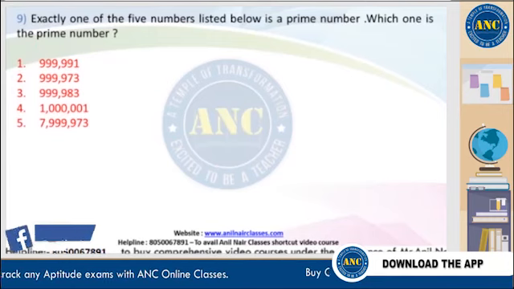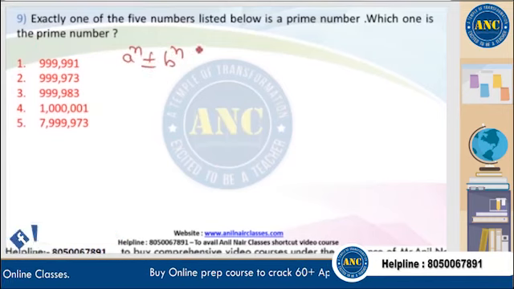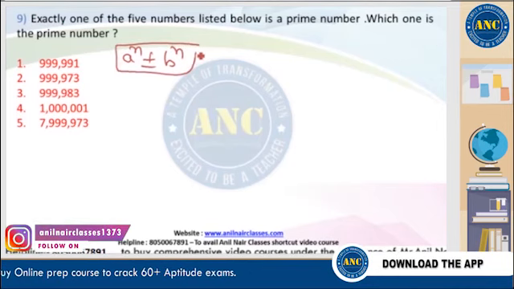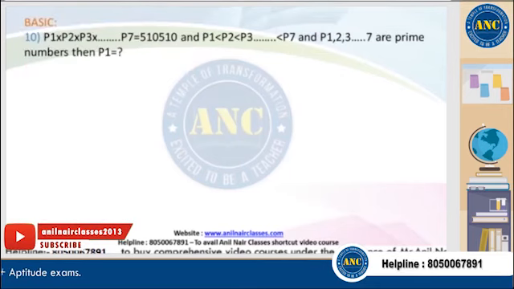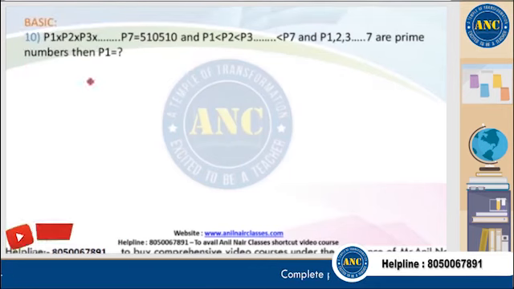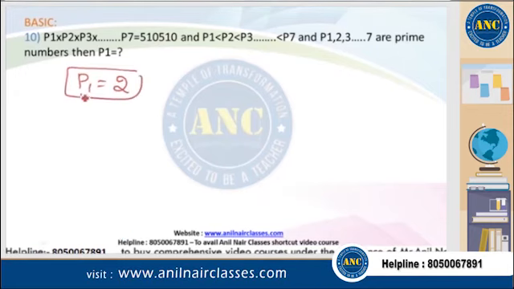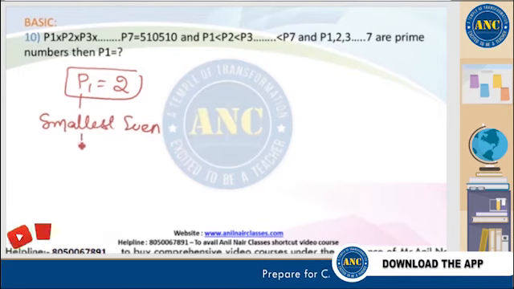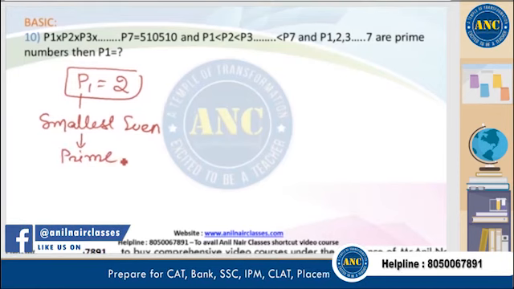Students who missed yesterday's class, again we used the concept of a power n plus or minus b power n, and we got the answer as 999,983. Then we got the answer as p1 equivalent to 2, based upon the concept of the smallest even number which is a prime number. We got the answer. 10th question also we discussed yesterday.